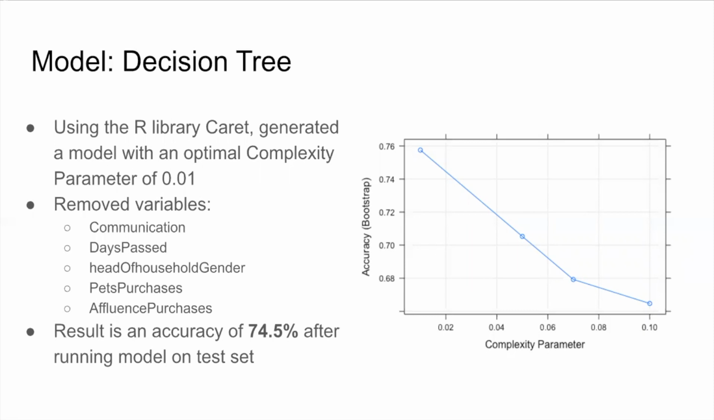Additionally, through EDA, we found that 5 variables were not particularly useful for analysis, at least for this model. It was communication, days passed, head of household gender, pets purchases, and affluence purchases.